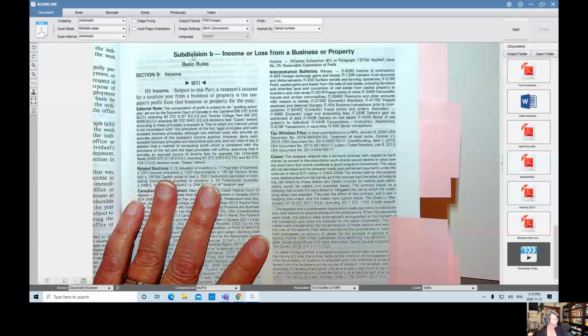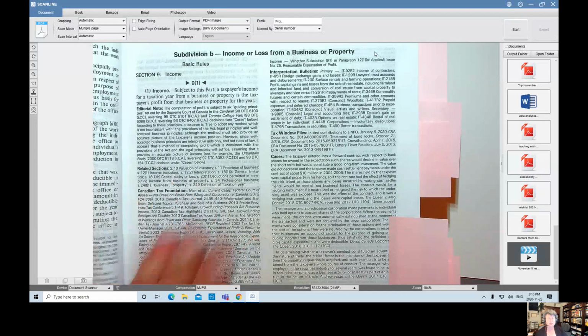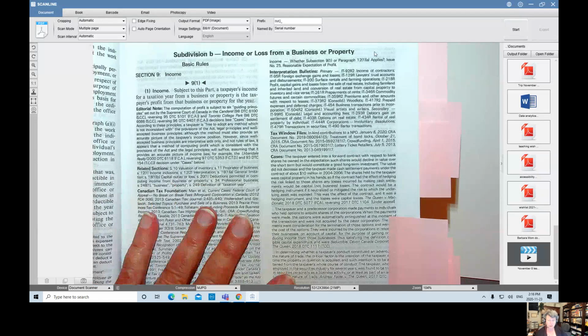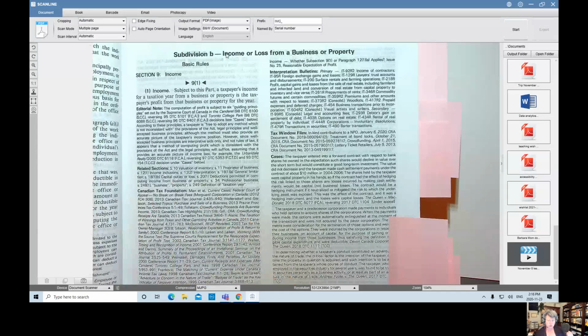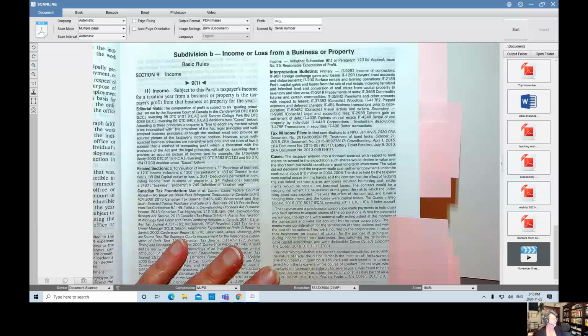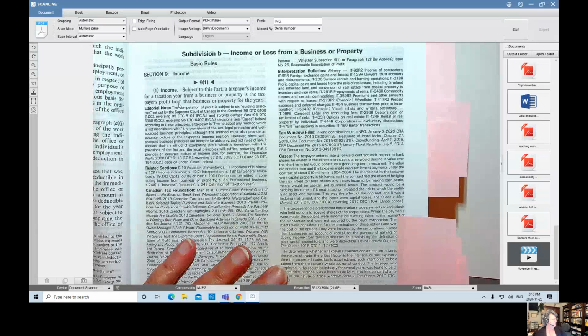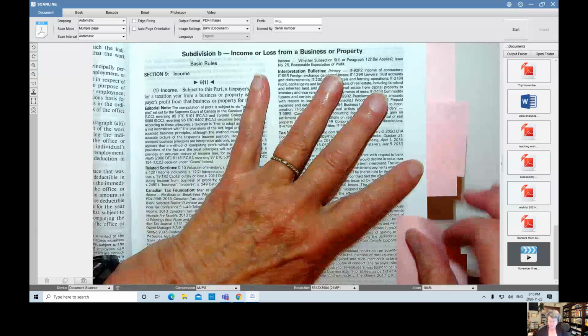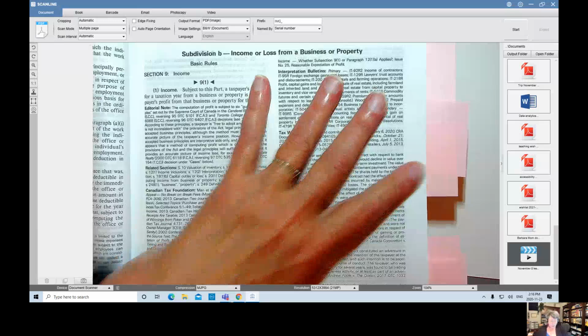So we mentioned that we start with subdivision B, income or loss, business or property. And again, remember all these rules apply to property income as well. So I won't repeat this when we get to the property income section, but you want to make sure you're clear that we distinguish the two sources. So we have income subject to this part. Taxpayer's income is the profit from that business. So you see that profit there. We've talked about that's an accounting concept that we'll be using.